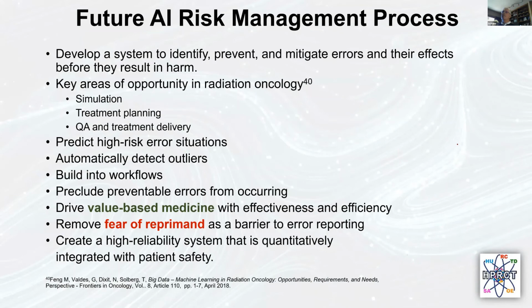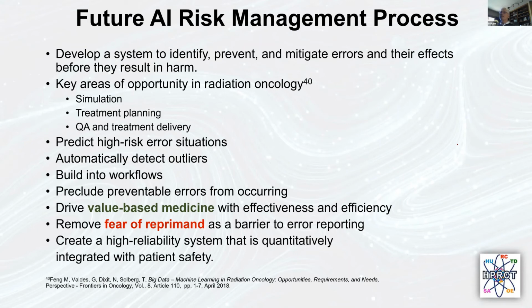In a future AI risk model that we're trying to achieve, we want to develop this system to prevent and mitigate mistakes. The key areas in radiation oncology are what we call the simulation, where typically the CT or MRI does the image analysis and sends it to the computer that does the planning for the treatment delivery of the radiation. Then the QA of that treatment delivery, making sure it's correct before you deliver it, and then the details within the delivery system. Those are three key areas where we can find software to mitigate mistakes.